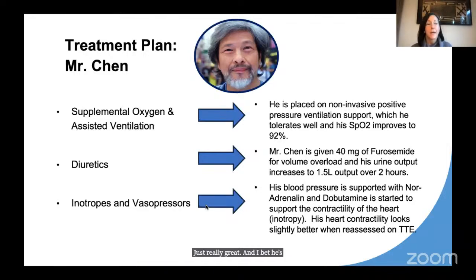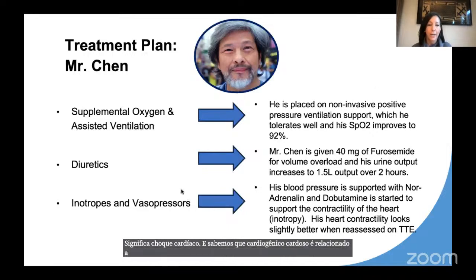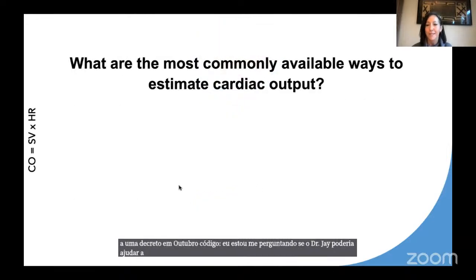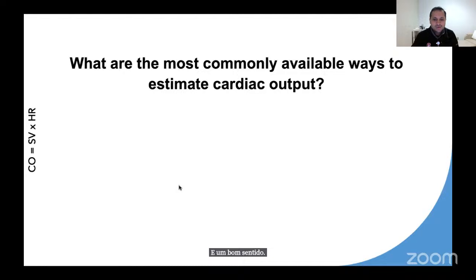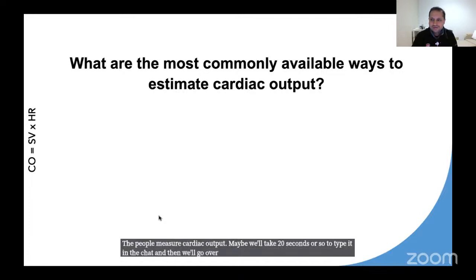We've talked a lot about diagnostics and physical exam signs and symptoms of cardiogenic shock, and we know that cardiogenic shock is related to a decrease in cardiac output. I'm wondering if Dr. J would be able to help us understand, how do we actually assess cardiac output? Yeah, absolutely. It's a good segue to that conversation. Since cardiogenic shock is really a low perfusion state due to impaired cardiac output, what are some of the ways that people measure cardiac output? Maybe we'll take 20 seconds or so to type it in the chat, and then we'll go over some of the commonly used methods.